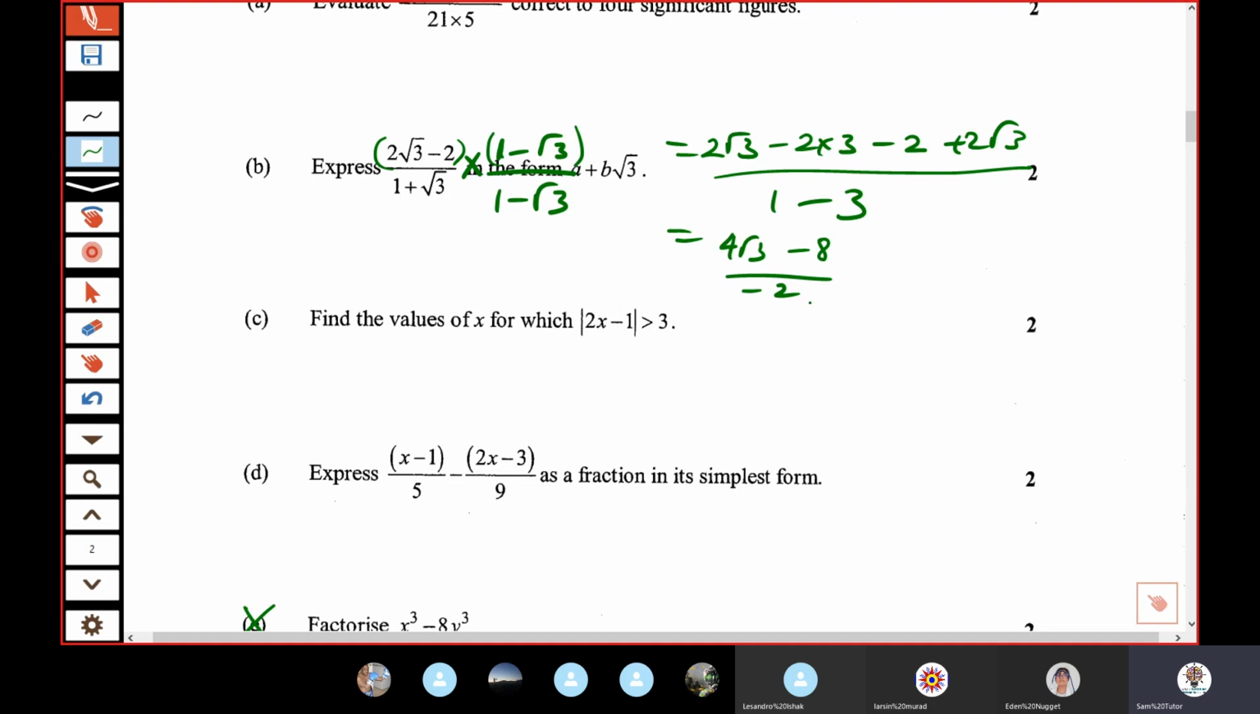So 4 divided by negative 2 is negative 2. Negative 8 divided by negative 2 is positive 4. And then it says write it in that form. If you ask what is A and B, A is of course 4, and B would be negative 2. Can you see that happening? Simple. You said the hardest bit.